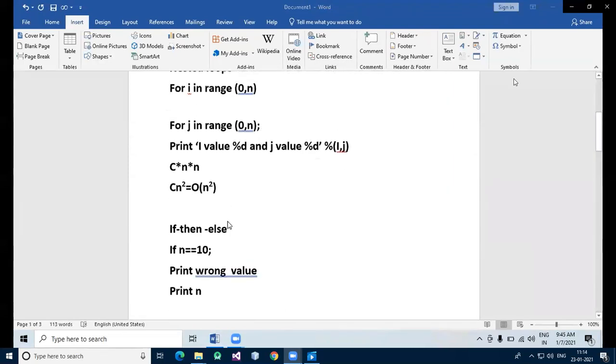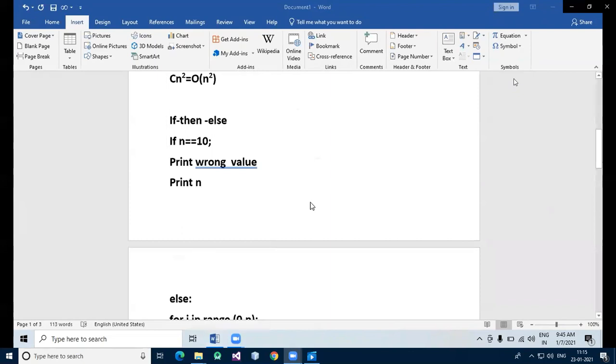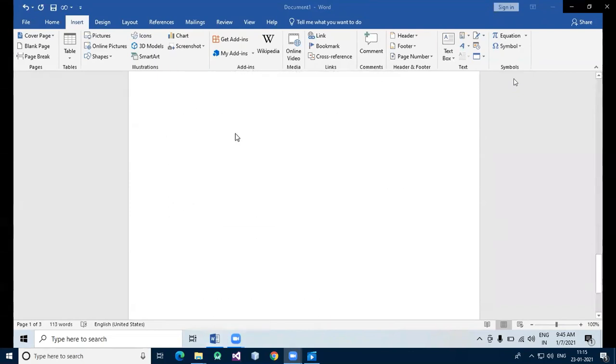Okay, so now the performance characteristics of algorithms we will see now. The characteristics of algorithms. If you want, you can write all this down. So the first one is space complexity.